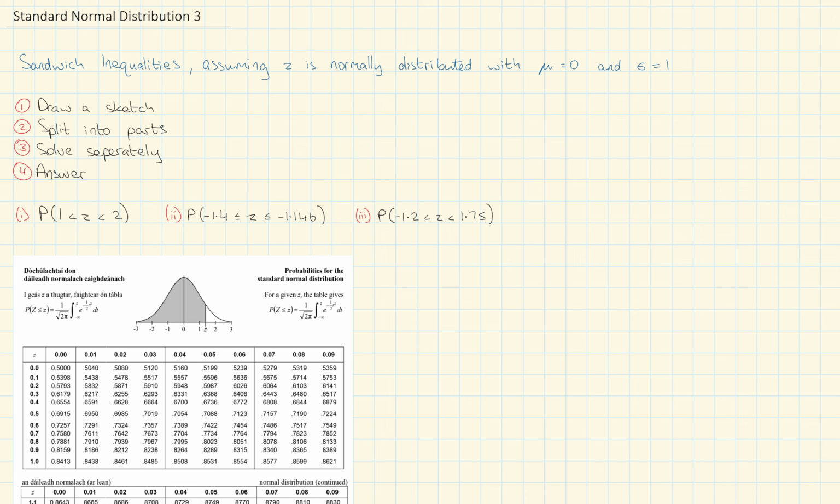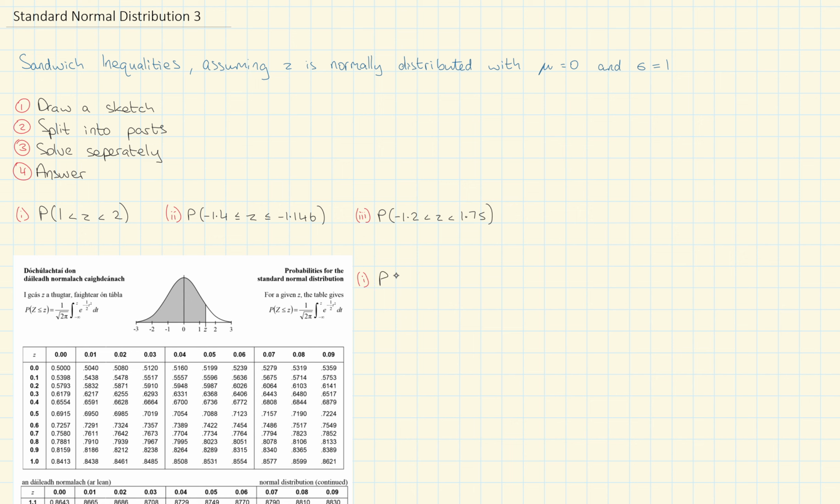Okay, so in this video on standard normal distribution, we are going to have a look at Z values involving sandwich inequalities. So you can see the steps here: draw a sketch, split it into its parts, solve separately, and answer. Parts 2 and 3 will depend on how the question is asked, if we're dealing with what type of inequality, or if it's a plus or minus.